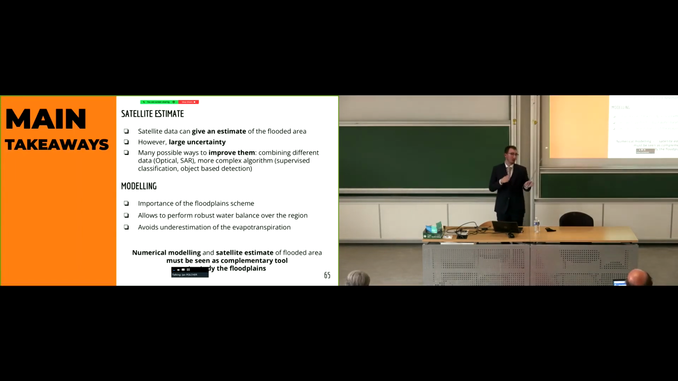So, first we have satellite data that gives us an estimate of the flooded area. However, there is a large uncertainty depending on the data used and the method used. However, these are very interesting methods, and there are many possible ways to improve them. And concerning modeling, we have seen the importance of floodplain schemes to correctly simulate the water cycle. It also allows us to perform a robust water balance over the region, and it avoids underestimation of the precipitation. So numerical modeling and satellite estimates of the flooded area must be seen as complementary tools to study the floodplains.